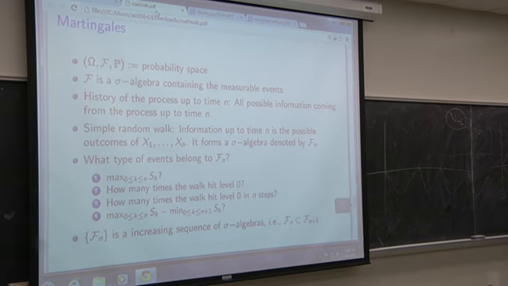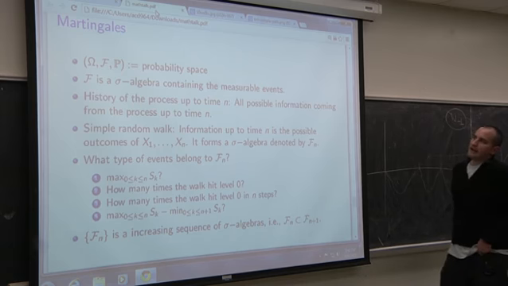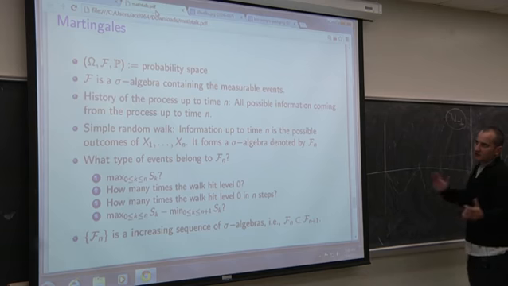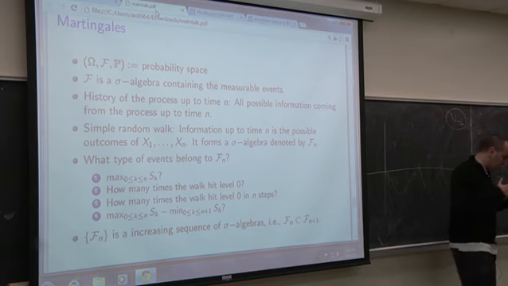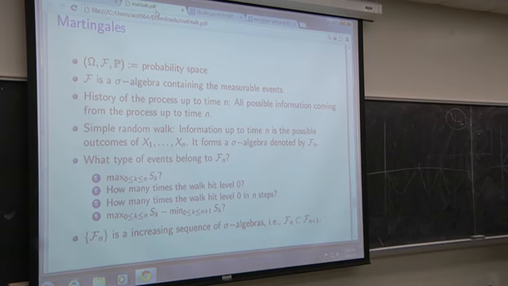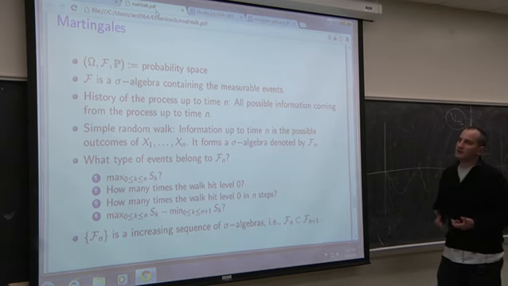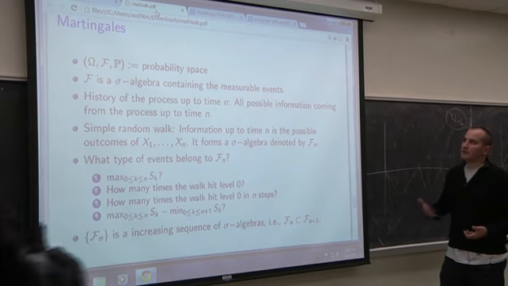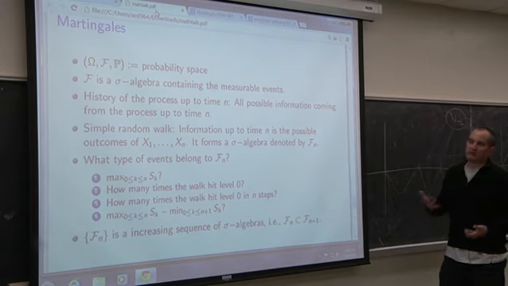Now, one of the last topics is martingales, and for that I'll need a little bit more measure theory. So all these things, tossing coins, happen in a probability space. And I can imagine this stochastic process, F is a sigma algebra that contains all the measurable events, all the things that I can take a probability of in this sequence. And I can think of the history of the process up to the time n. So all the possible information coming from the process up to the time n.